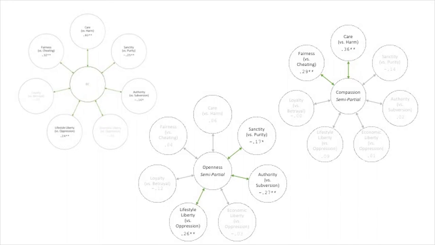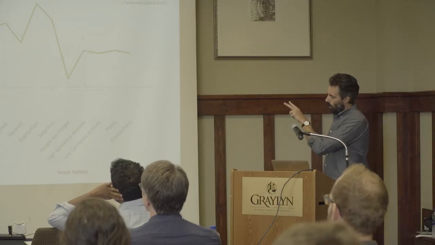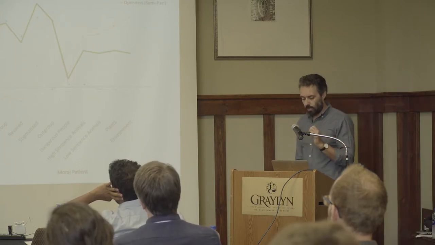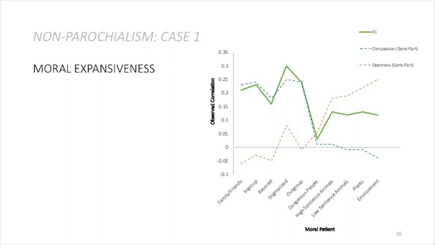Now, the next slide I'm going to skip because this is just for moral foundations enthusiasts, which I don't know if they're in here anymore, but I'll skip that. I want to unpack two measures in ways I think are really interesting and go further to the idea that enlightened compassion gives us something that compassion and openness alone do not.